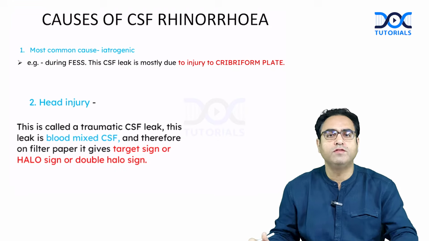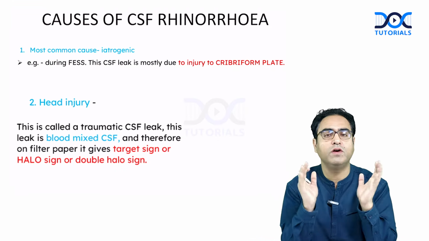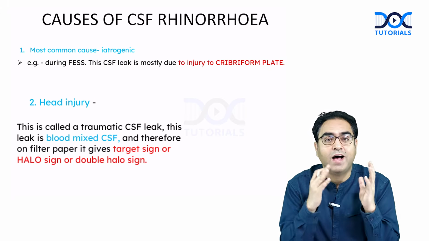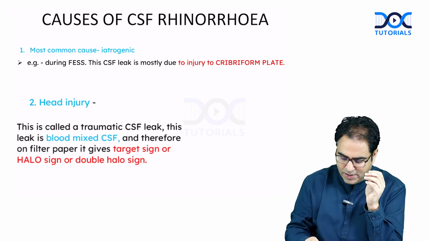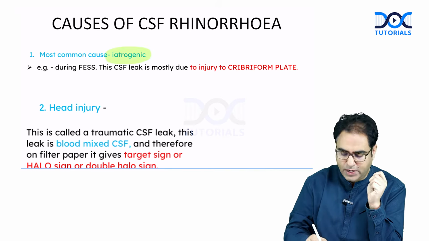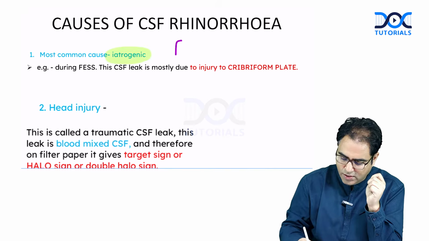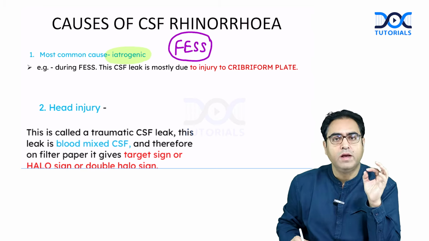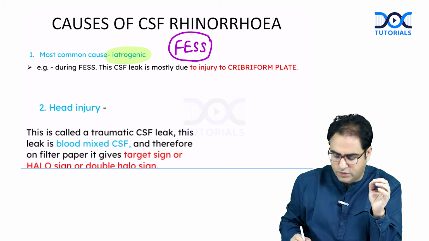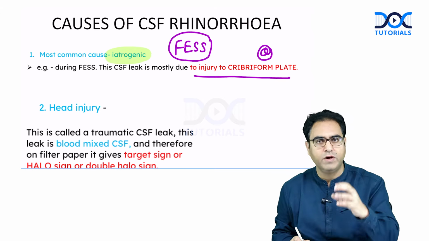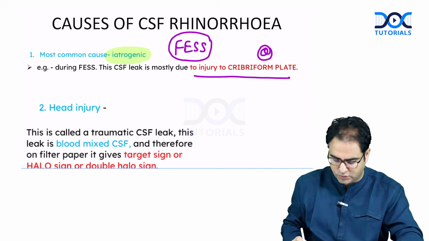Now let us talk about the causes of CSF rhinorrhea. What is the commonest cause of CSF rhinorrhea nowadays? You'll be surprised. The answer is iatrogenic. The most common cause nowadays is iatrogenic, particularly functional endoscopic sinus surgery. We discussed in FESS also. In FESS, the CSF leak from nose is due to injury to cribriform plate, which is a part of ethmoid bone. We discussed in the FESS surgery complications also.